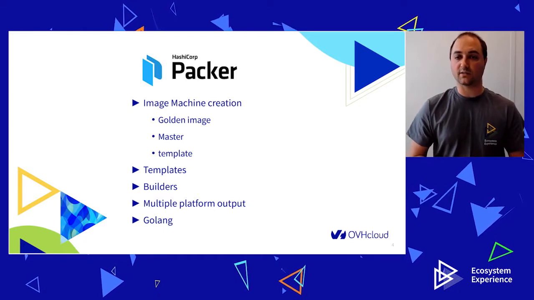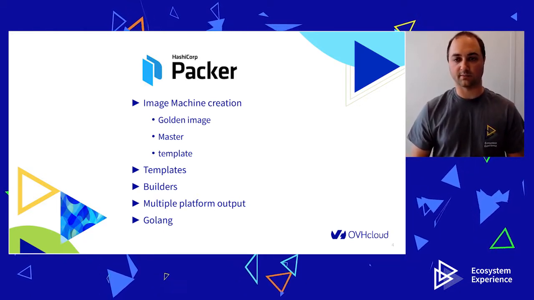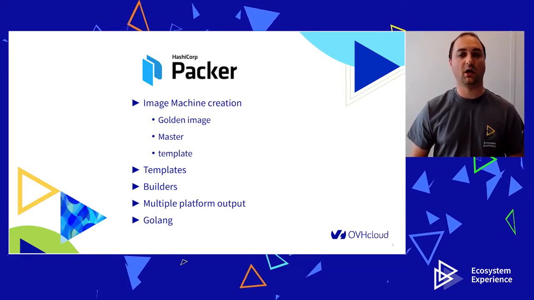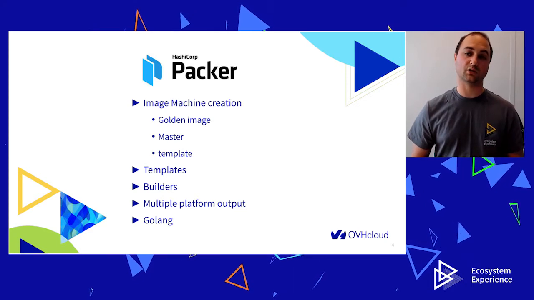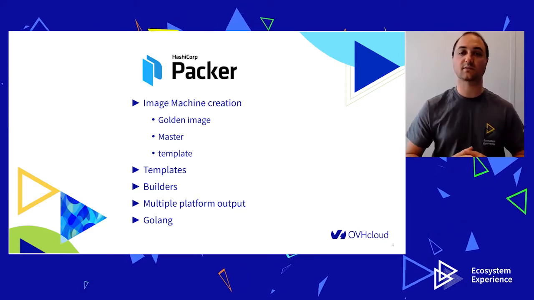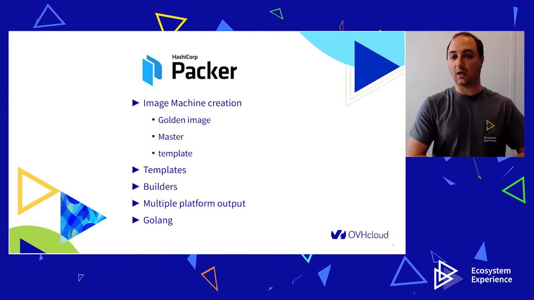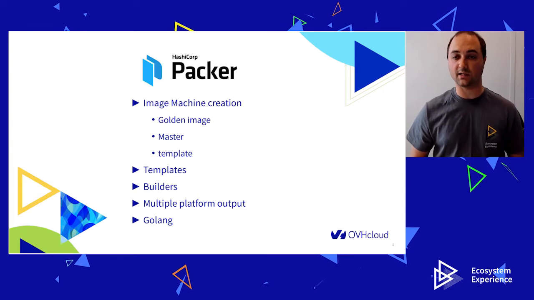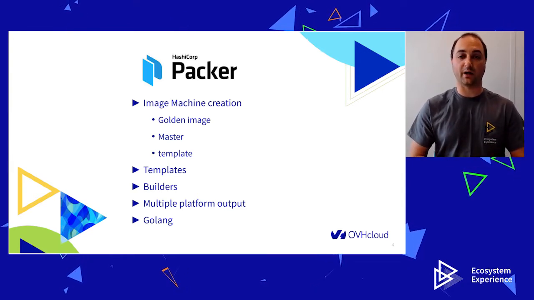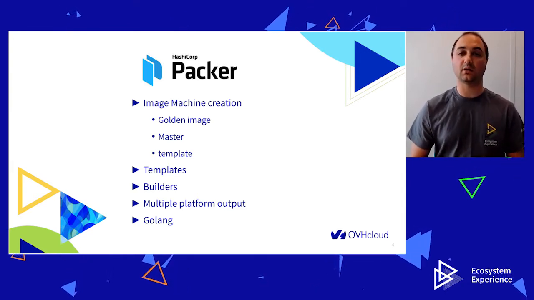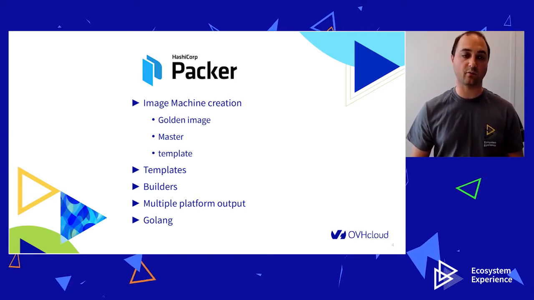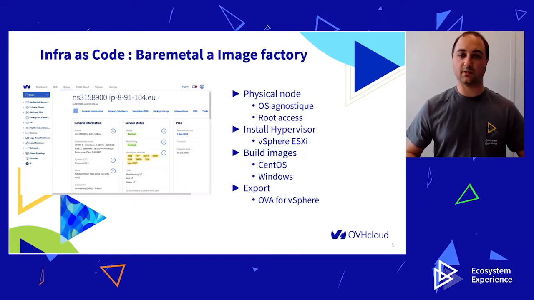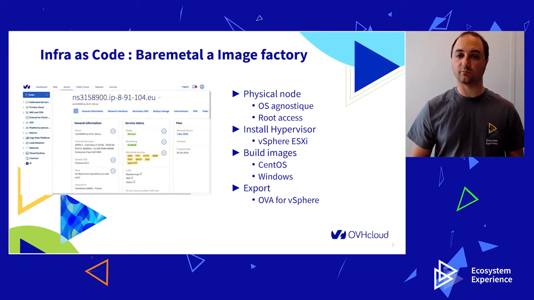It's also called creating a golden image, a master, or templates. It's based on different templates of configuration that call different builders, which call different hypervisors or platforms, and could create images and have different outputs to be reused on any platform. The core of Packer is code written in Golang, meaning it can be used on any kind of platform like Linux, macOS, and even Windows. The idea is to use a Baremetal cloud as an image factory.